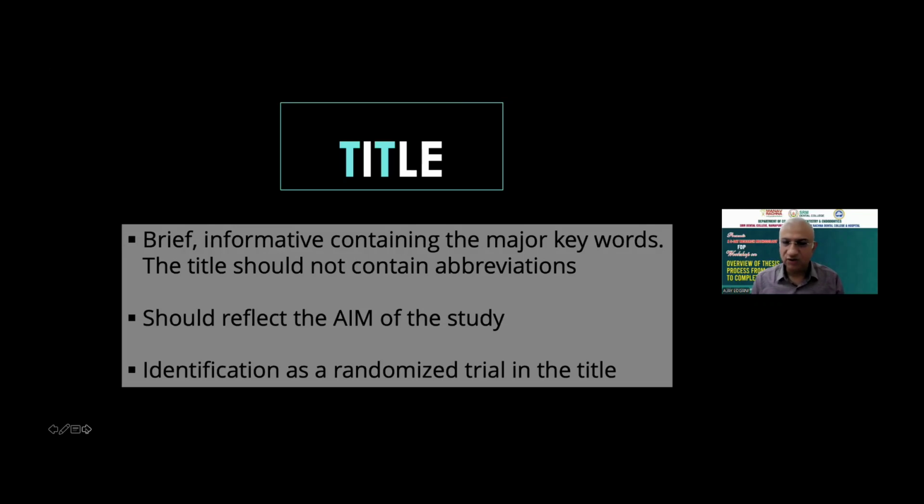So please make sure that you have brief information about your study, and it should have the MeSH terms, and never use abbreviations in your title. Always have the aim of your study reflected in your title, and it should always have a clear indication that it is a randomized clinical trial. These are the three things you would want in your title. It should be brief, should have the MeSH terms, should have no abbreviations, and should mention in the title itself that you are conducting an RCT.